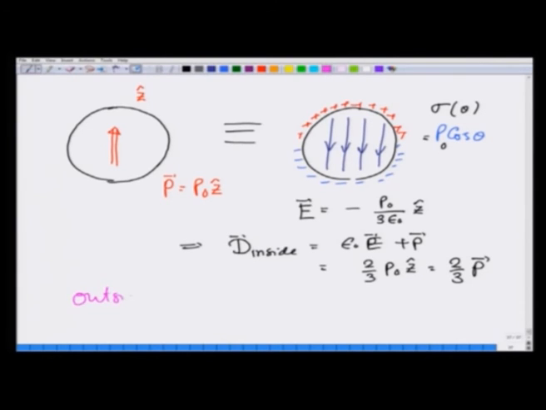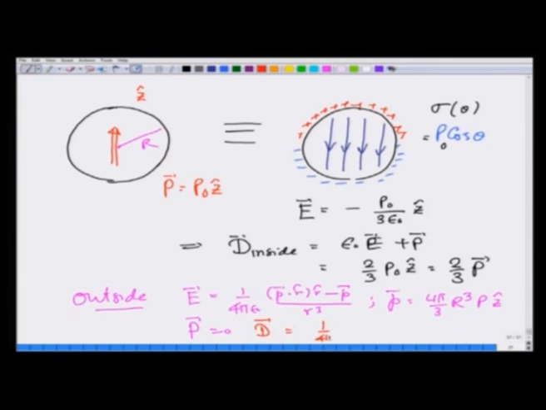Outside, E is that of a dipole where p is 4 pi by 3 r cubed, r is the radius, P z, and polarization outside is 0, and therefore, D is simply 1 over 4 pi times 3 (p dot r) r minus p over r cubed.